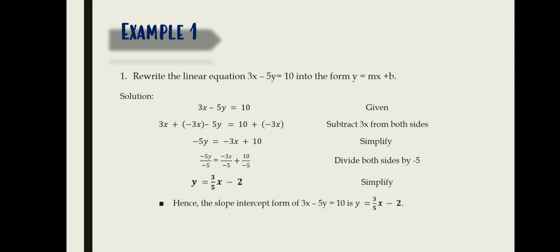We'll have -5y = -3x + 10. And then, divide both sides by -5 to eliminate the coefficient of y. So the result will be y = 3/5 x - 2.